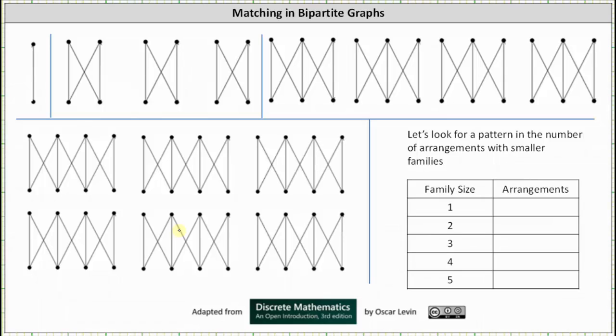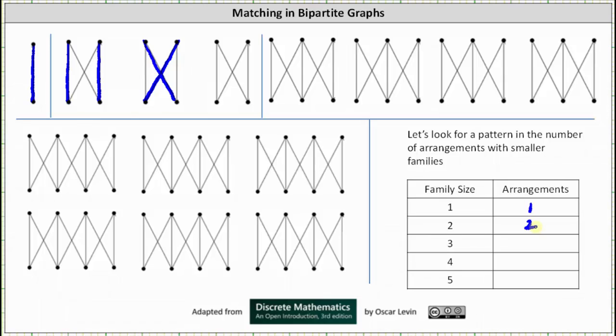To determine the number of arrangements, it'll be easier to think of this as determining how many permutations we can make using x's and or i's. So for a family size of 1, of course, there's only one possible arrangement. Let's record that in the table. For a family size of 2, we could have 2 i's, meaning the men and women marry someone their own age, or we could have 1 x when the men and women don't marry someone their own age. These are the only 2 possible marriage arrangements. Let's record the 2 and move on.